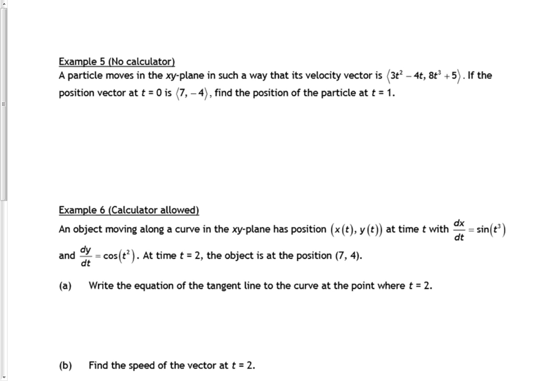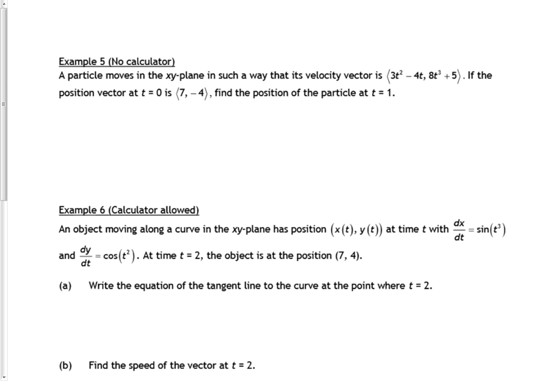We are now on example 5. And we now have a velocity vector given to us, and we know the position vector at t equals 0 is 7, negative 4, and we want to find the position of the particle at t equals 1. I am going to do this two different ways, and the reason for that is the first way that you are initially going to do it is probably fine for solving this problem, but later on we're going to come to a problem where the second method is going to be the only way we can actually work that out.